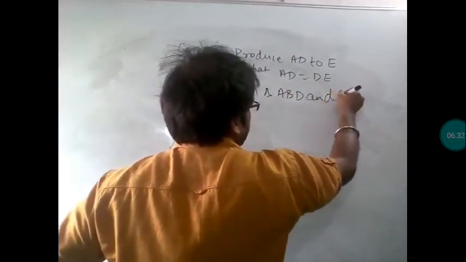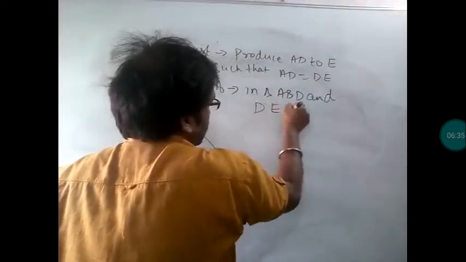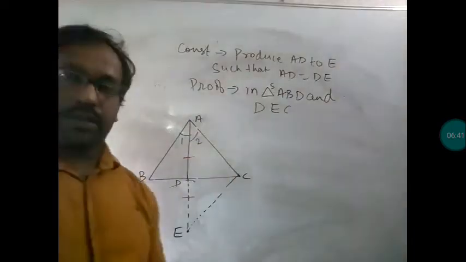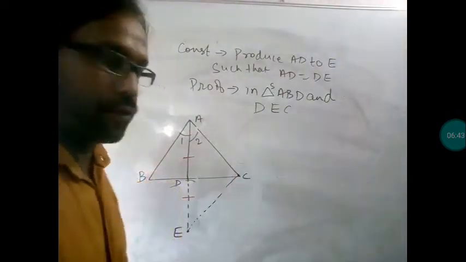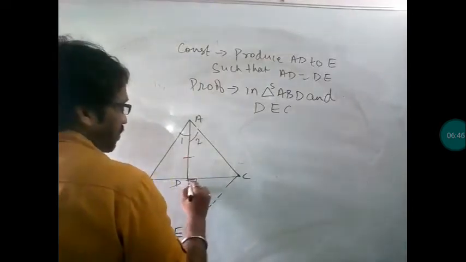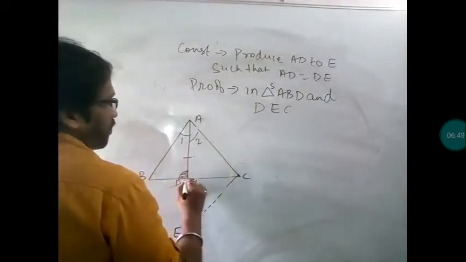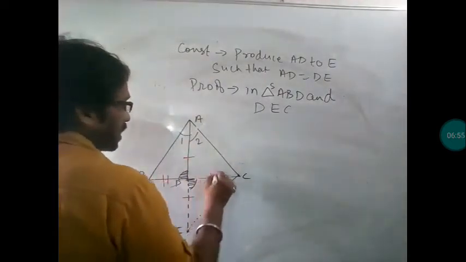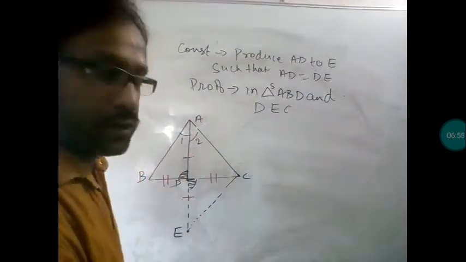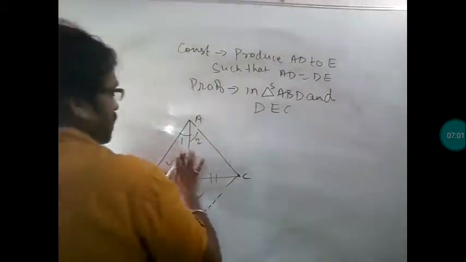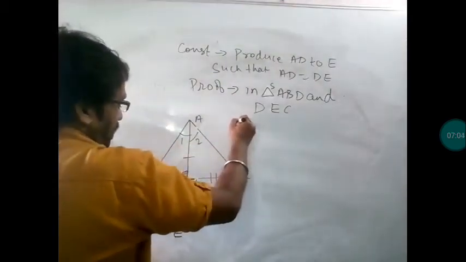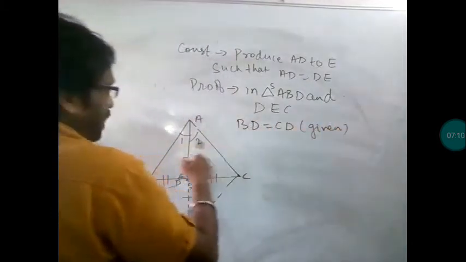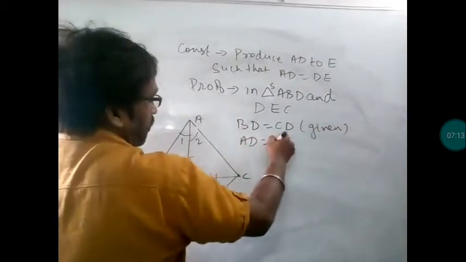So in triangles ABD and DEC, what are those three relations which can prove them congruent? Just see this. First, these vertical angles are equal. So vertically opposite angles are equal. That means angle D is equal to angle D. So in these two triangles, angle D is equal to angle D, the reason being vertically opposite angles, and BD is equal to CD. It is given already in the start, that the base is bisected here.